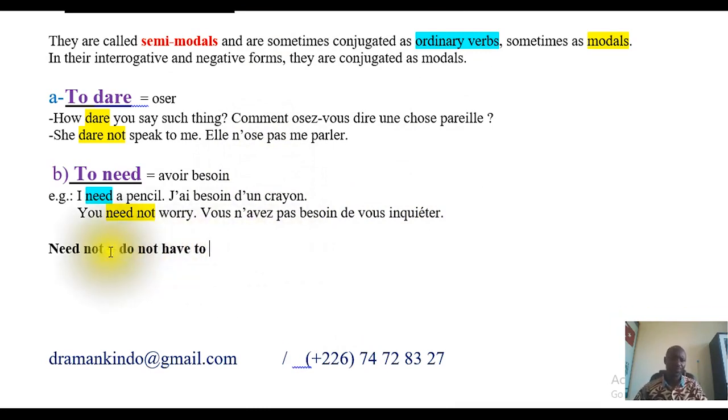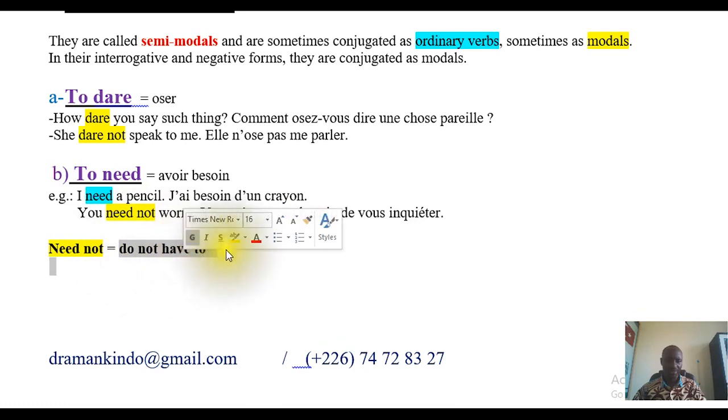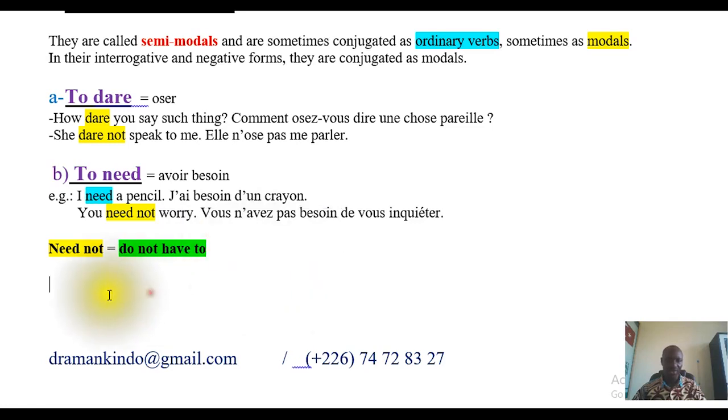Okay. Need not means what? Need not means it is the same as do not have to. They are the same. Sometimes you can say need not or do not have to. You can use whichever is easier for you.